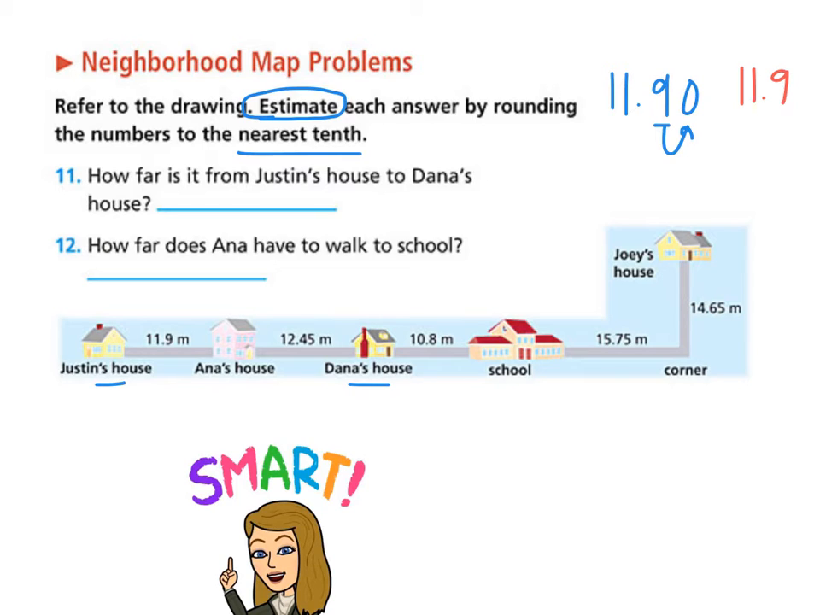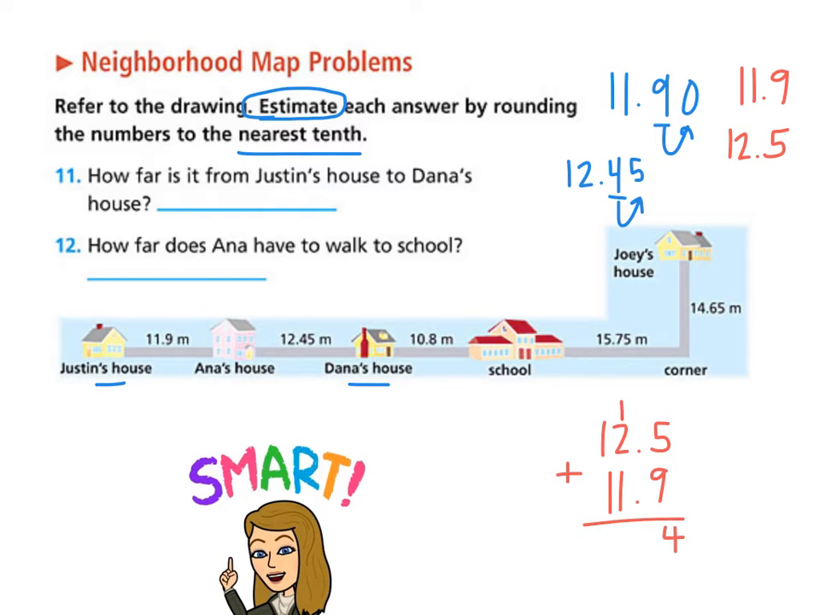And when I look at the next number, 12 45/100, 4 is in the tenths place. Look next door. 5 will bump it up. So that will be 12 5/10. So when I go to add those numbers, since I have to find the distance to those places, 5 plus 9 is 14. Bring the decimal down. 1 plus 2 is 3, plus 1 is 4, and 1 plus 1 is 2. So the estimated distance is 24 4/10 meters.